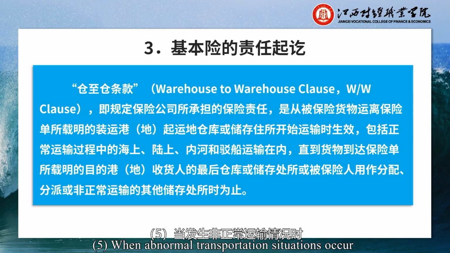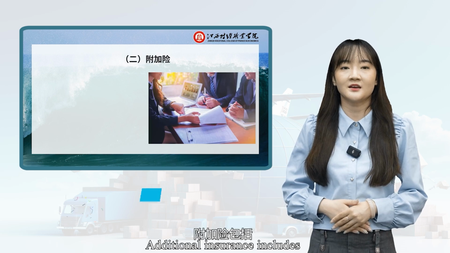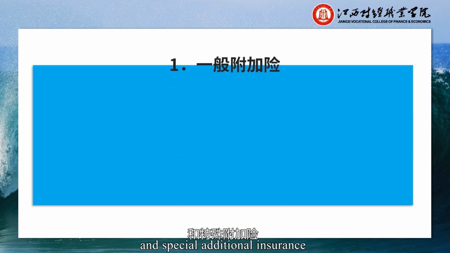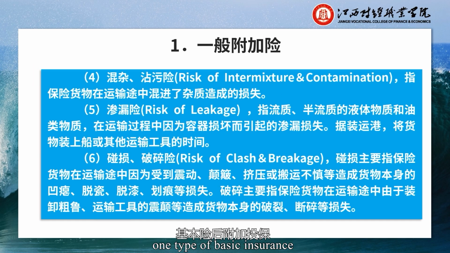Fifth, when abnormal transportation situations occur, such as transportation delays, detours, forced unloading, changes in voyage, etc., the insured shall promptly notify the insurer and pay additional insurance premiums, which may be handled according to the extended terms. Additional insurance includes general additional insurance and special additional insurance. Due to the fact that additional insurance is an expansion and a supplement of basic insurance, it cannot be insured separately and can only be added after purchasing one type of basic insurance.